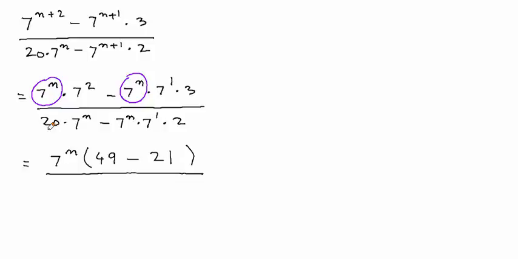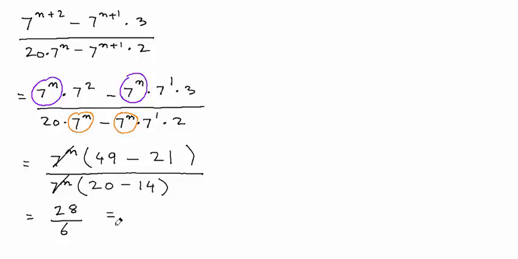Now if you look at the denominator, there are two terms. And this one, 7 raised to the n, is a common factor again between the two terms in the denominator. So let's take that out. 7 raised to the n, 20 minus 7 raised to the 1, which is 7, times 2, which is 14, which is equal to, cross off the 7 raised to the n and the 7 raised to the n, that's 1. 49 minus 21 is 28, and 20 minus 14 is 6.